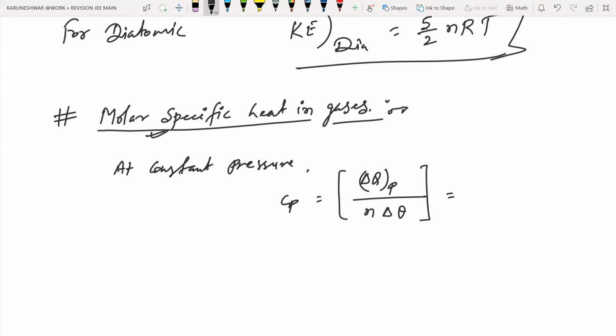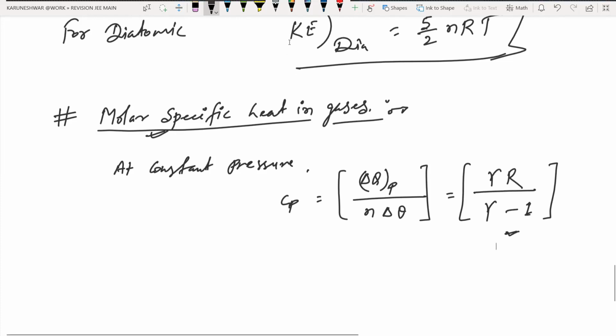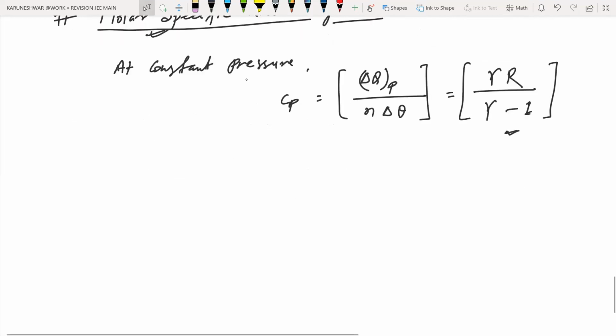You can also write this in terms of gamma. In terms of gamma, it is gamma R divided by gamma minus 1. You will be learning this later, how to relate gamma. But just now I have written it in terms of gamma, where gamma is called the adiabatic exponent. In the adiabatic process, you will be learning mainly about gamma.